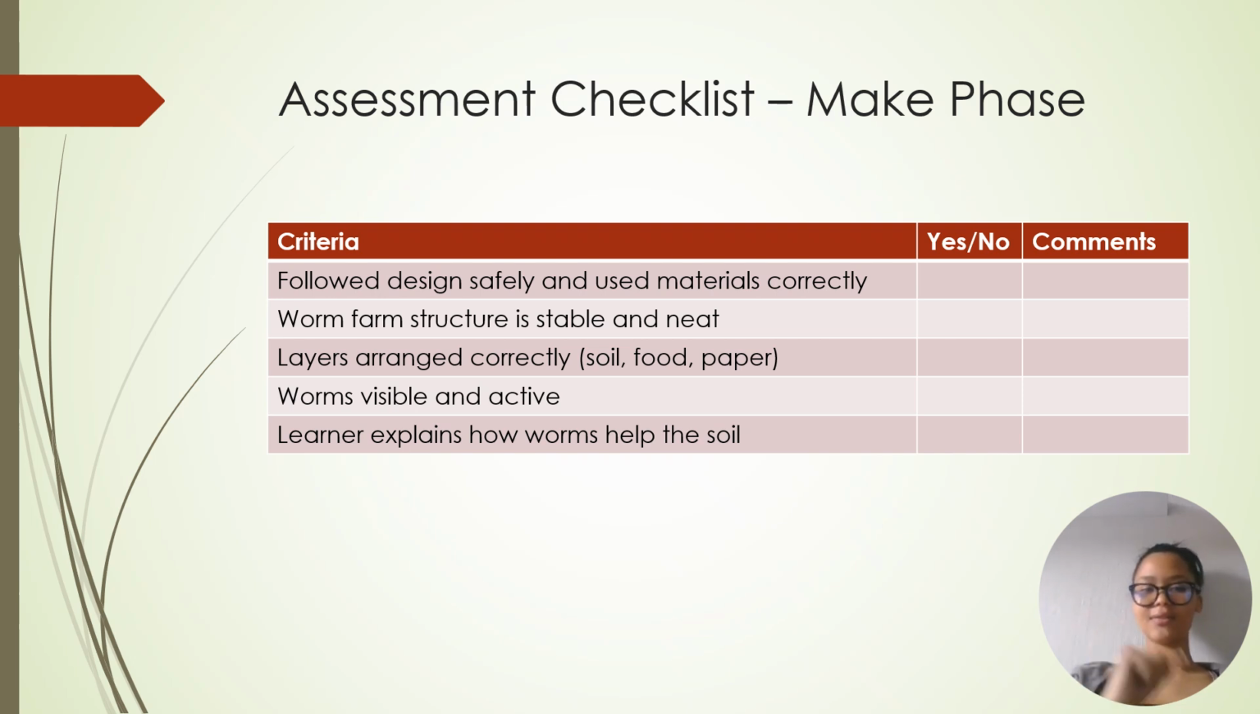In slide 5, here is my checklist. My checklist was: follow design safely, use materials correctly, worm farm structure stable and neat, layers aligned correctly, worms are visible and active, and learners explain how it helps the soil. So that will be my assessment checklist for the make phase to see if children have followed and gone through with the criteria.